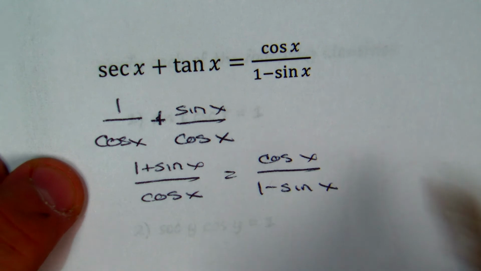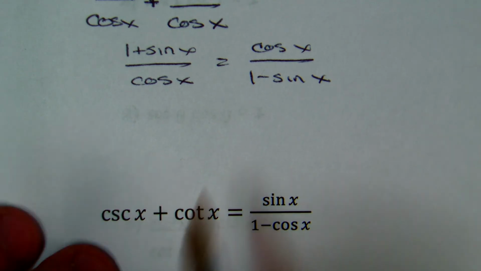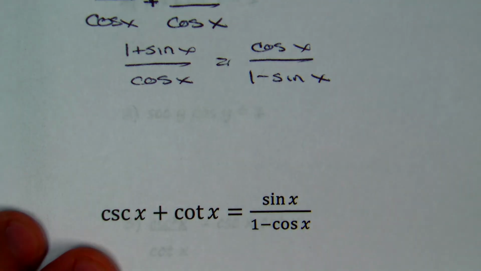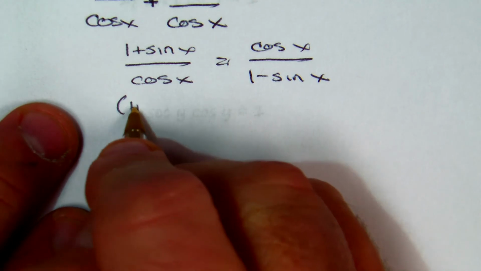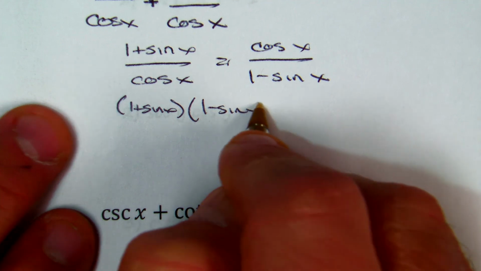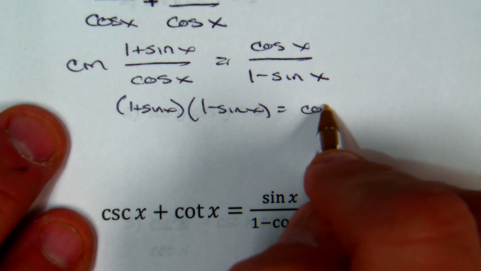At that point, you have two rational expressions. I would certainly allow you, because they're two rational expressions each equal to each other, think of it as a proportion. So to do that, I can cross multiply. So I'm going to do 1 plus sine x times 1 minus sine x equals cosine x times cosine x.